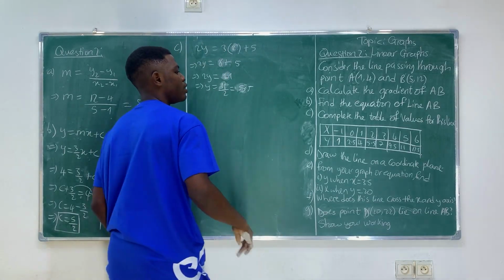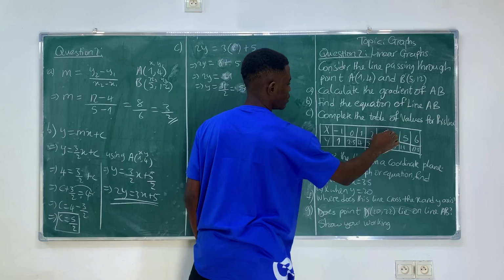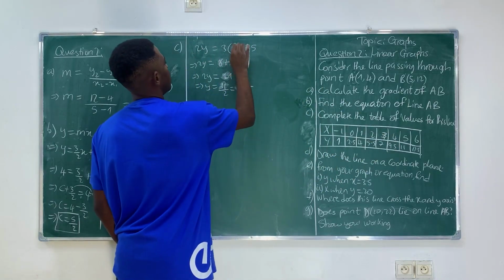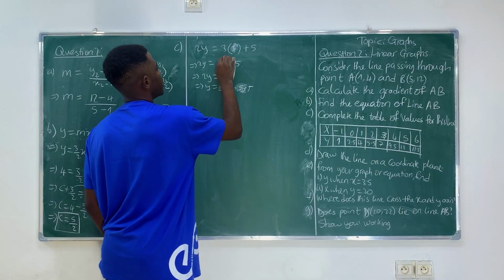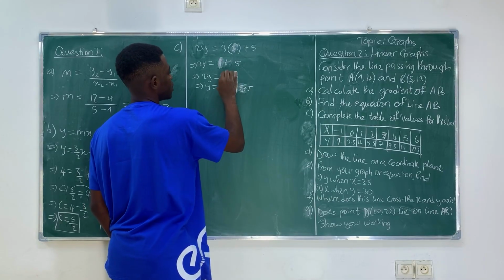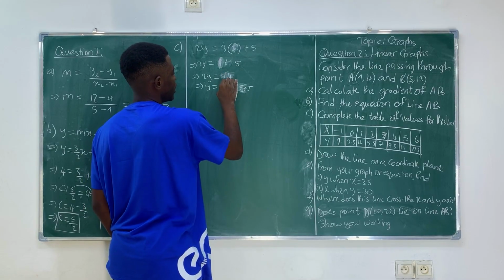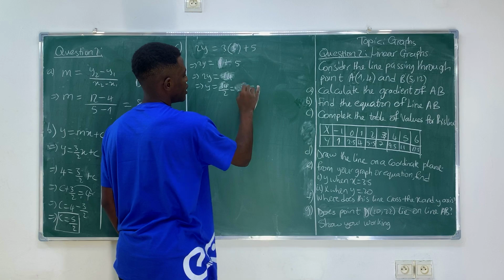I can do it with 3. This time it is 3. What is 3 times 3? 9. What is 9 plus 5? 14. What is 14 divided by 2? I'm going to have 7.